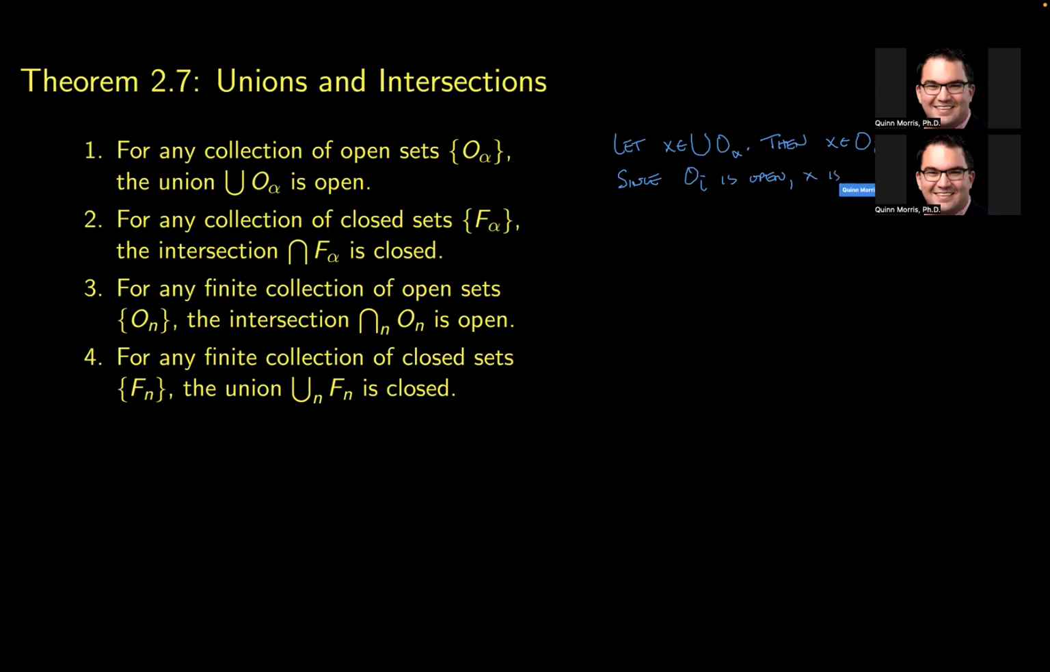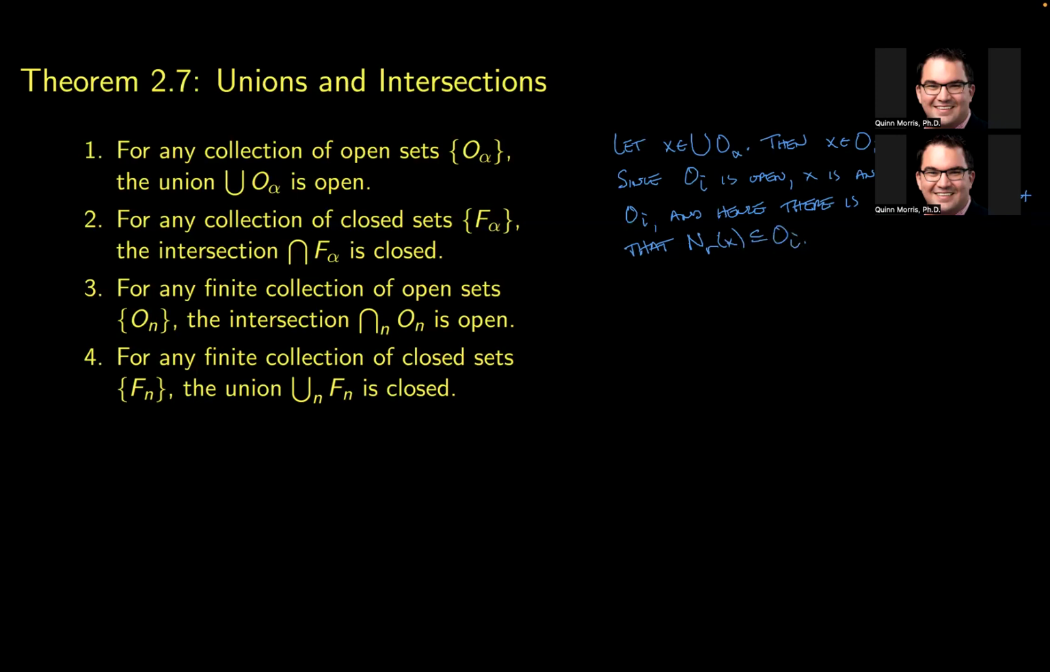X has to be an interior point of O sub I, and hence there is some radius R such that the neighborhood of radius R around X is contained entirely within O sub I.